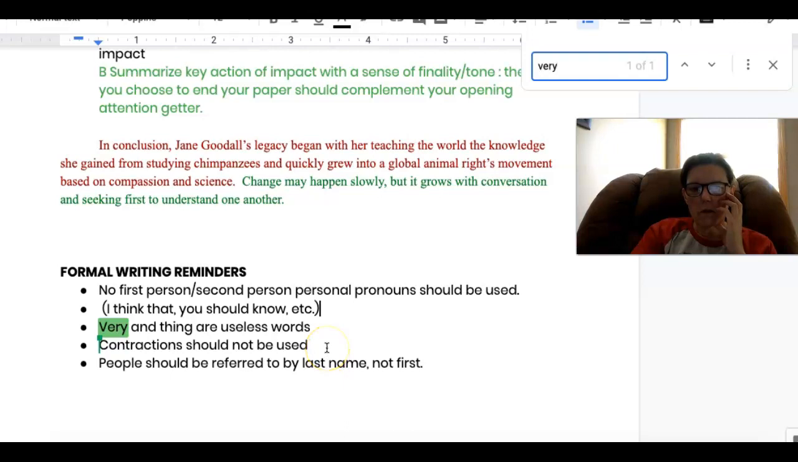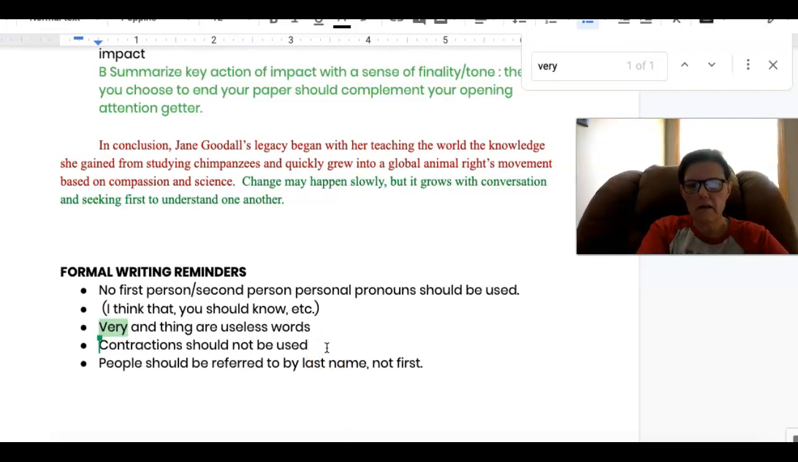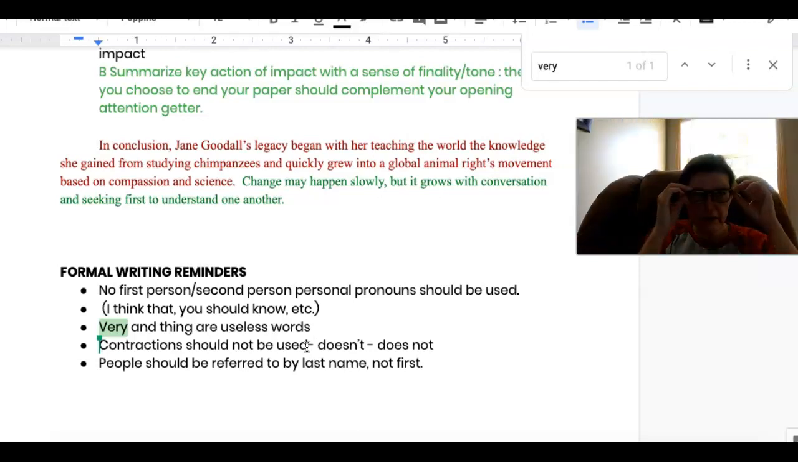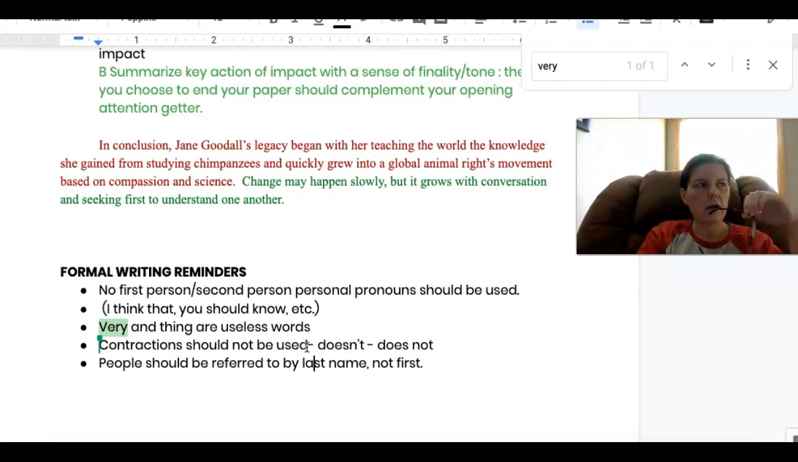Contractions should not be used. A contraction is when you have something like shouldn't, doesn't, that sort of thing. Doesn't: you can use "does not." That's acceptable. So you can just remove the apostrophe and write out both words. It's just something you need to know in academic writing. Contractions are avoided.